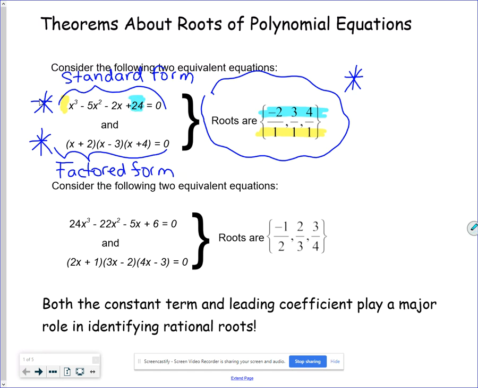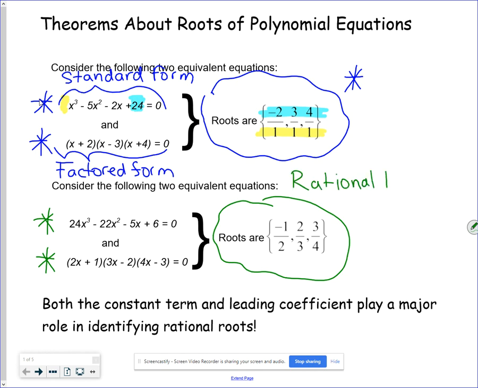Alright, let's look down here at this other example that I have worked out here. Again, I have two equations that are equivalent. The first one, the 24x cubed minus 22x squared minus 5x plus 6 is equal to 0. That's written in standard form. The second one is the same equation, just written in factored form. And then over to the right, here I have the roots. And these roots, again, are all rational roots, because they can be written as fractions with integers.